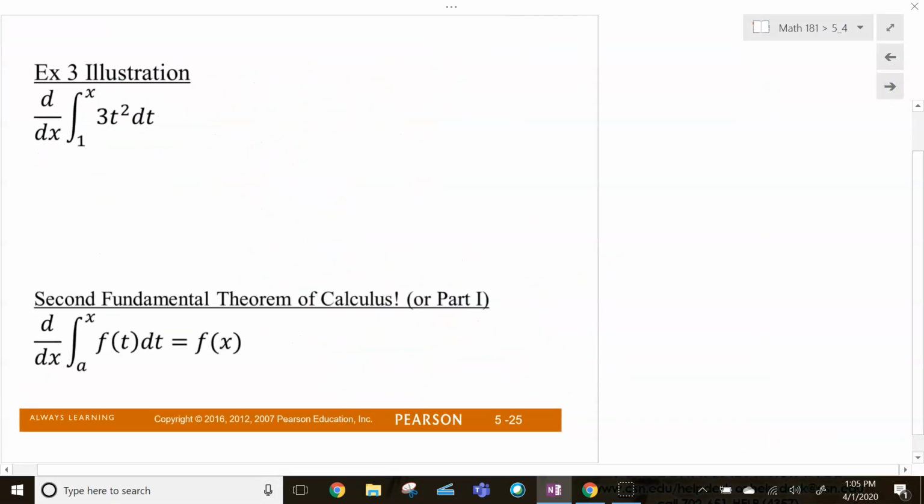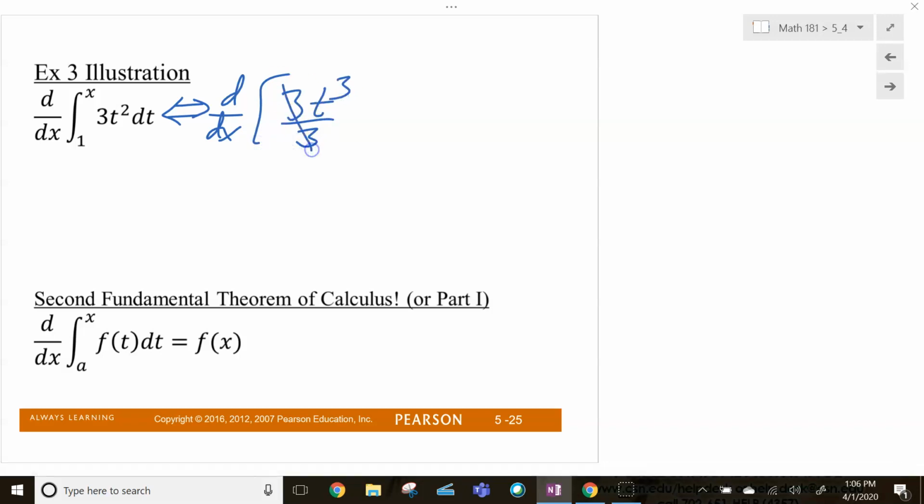What about if we have a definite integral? So we have a constant on the bottom, we have an x on the top. So we have the derivative. All right, let's run this. We get 3t to the third over 3. Let's cancel, obviously from 1 to x.